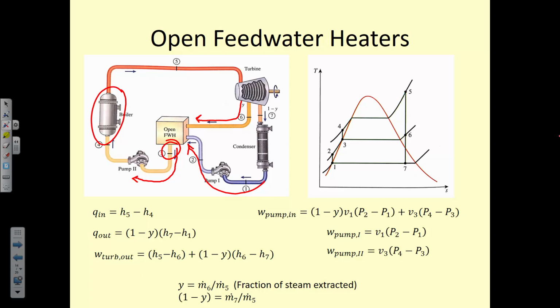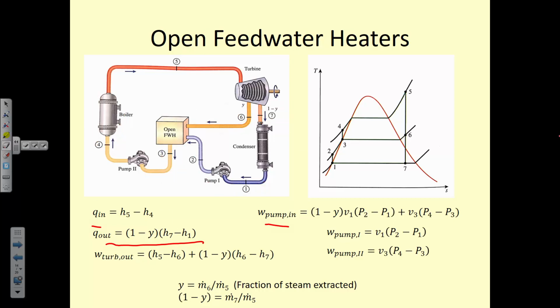So when we're calculating all of the different components, the Q in is just this h5 minus h4. Q out is going to be (1 minus y) times (h7 minus h1). Because not all of our steam goes directly into the condenser. We're now separating it off. The work of the pump in, again, is also contingent upon how much of that steam is being transferred to it. So in this line, we have (1 minus y) times the work of this first pump.